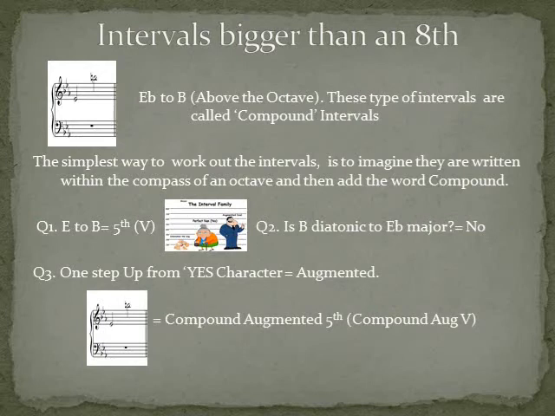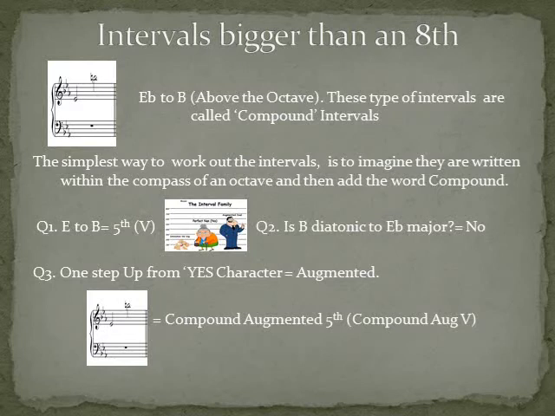Now, we mentioned at the beginning you can have intervals that are larger than an eighth. You might see them as a ninth, a 10th, 11th, a 12th, a 13th, etc. When you find they're greater than an eighth, we call them a compound interval. If you notice on the example, the lower note is E flat, the upper note is B natural, but it's greater than an octave. Therefore, this is a compound interval.